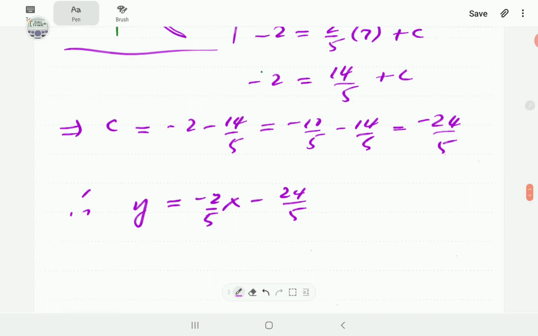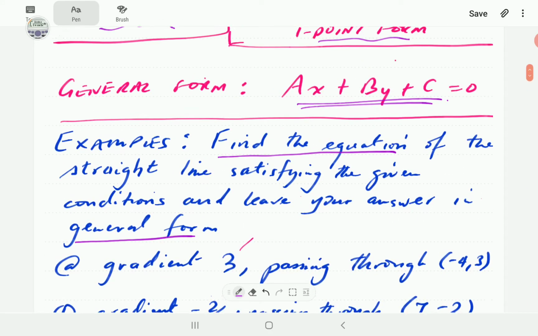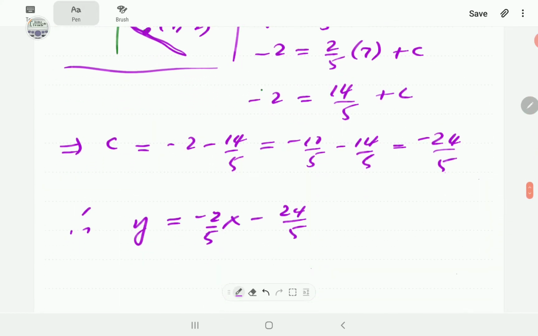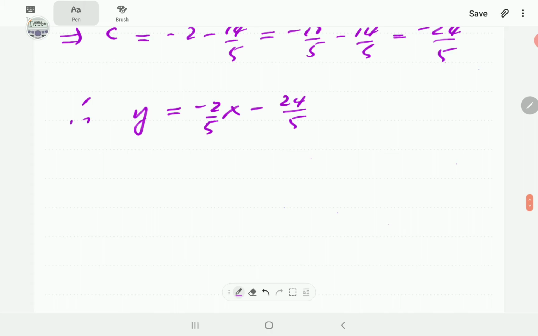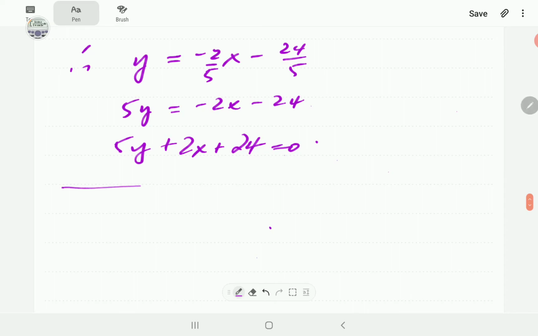And then in order for us to write this in general form, we need to clear the fractions. So we're going to multiply everything by 5. So we're going to have 5y is minus 2x minus 24. Then bring everything to the same side. So that is going to be our equation in general form.